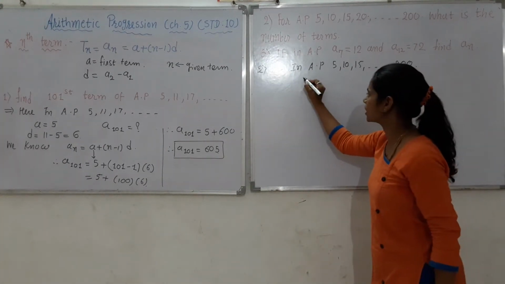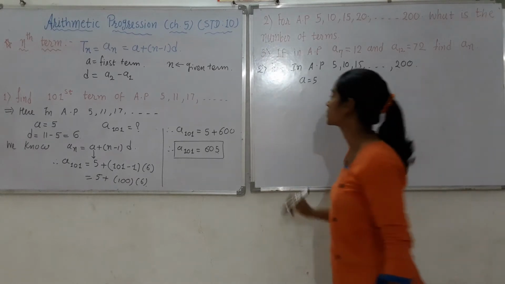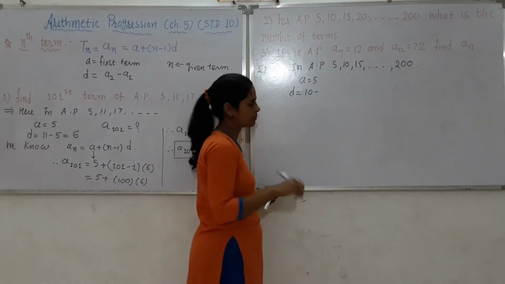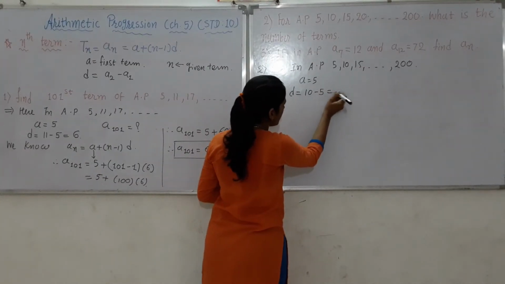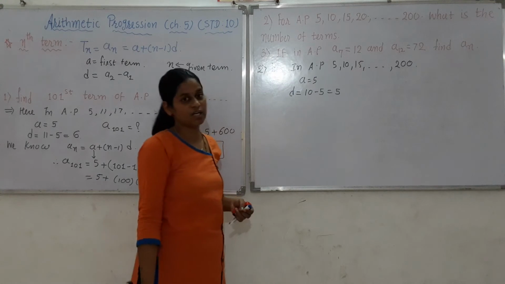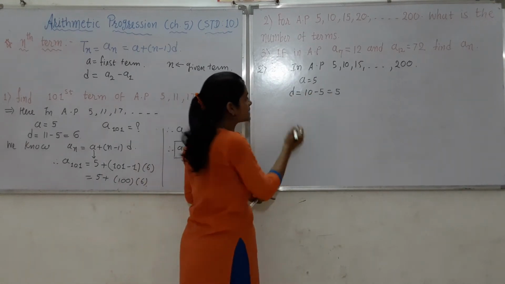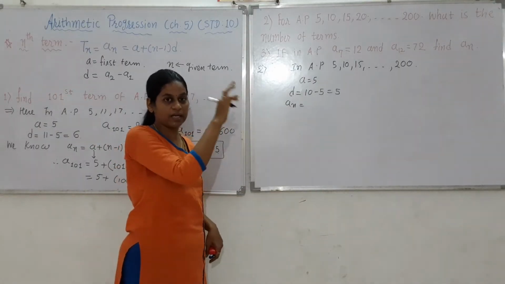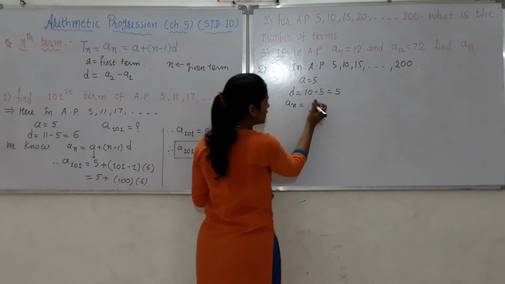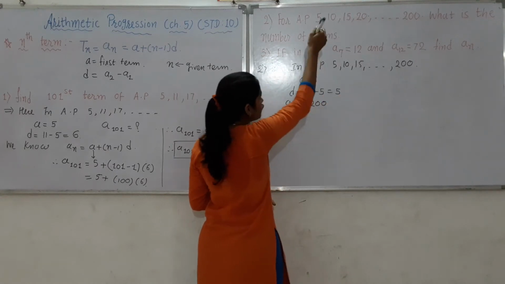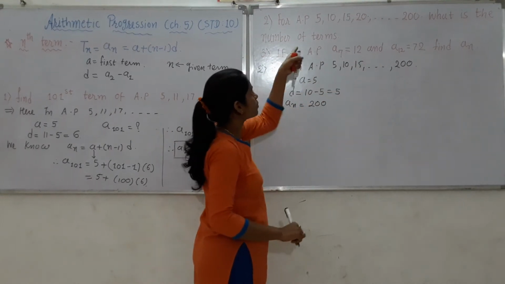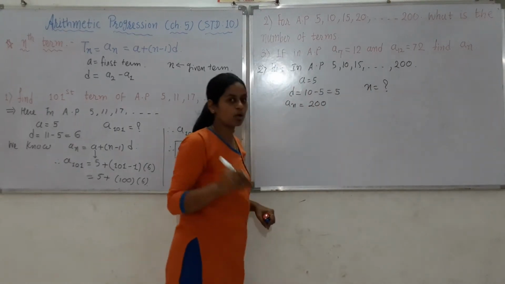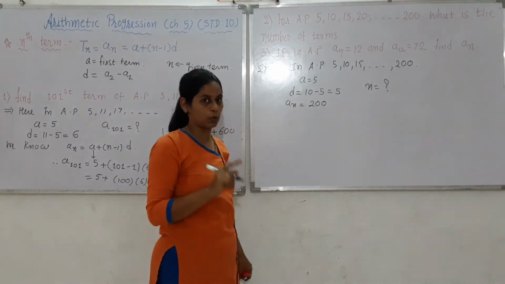So what is given here? A is equal to 5. D is the common difference, second term minus first term, or third term minus second term. 10 minus 5 is 5. One more thing is given in your question, the last term, that means the nth term, because you don't know the number of terms in the given arithmetic progression. So an is equal to 200. Now what is your question? What is the number of terms? That means you want to find here n, the number of terms in the given arithmetic progression.